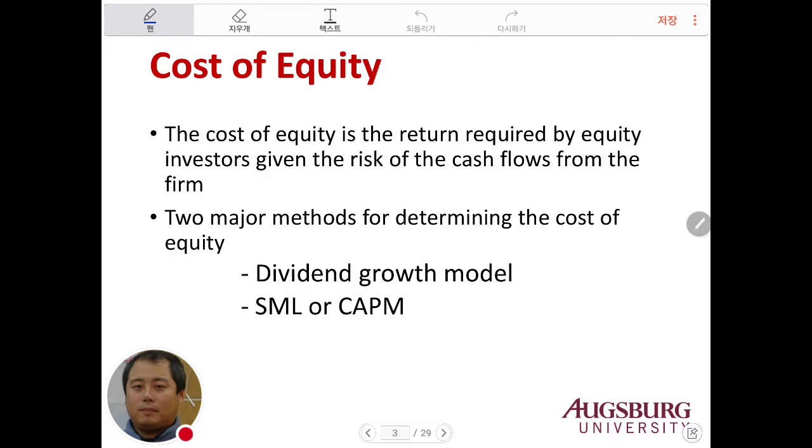So we start with the cost of equity. The cost of equity is the return required by equity holders. And equity holders are the shareholders who provide stock. So this cost is related to the return for shareholders. Right? And there are two major ways to calculate the cost of equity. The first one is the dividend growth model. The other is the CAPM, the capital asset pricing model, that we learned in the previous chapter.